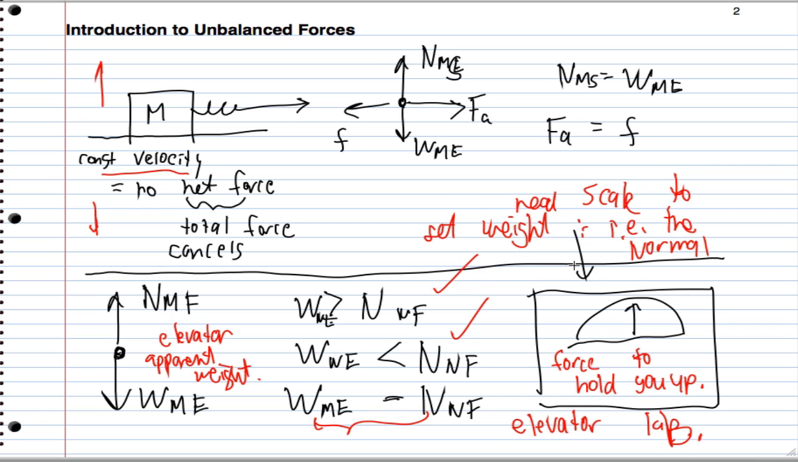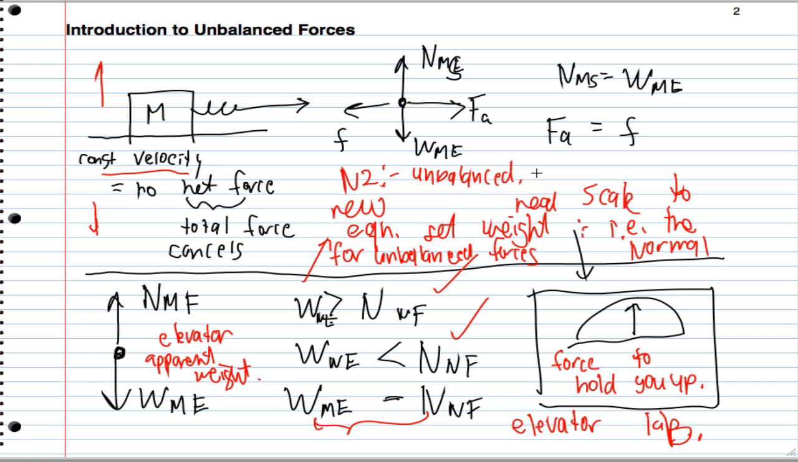And what we're going to do as a result of this is we're going to come up with a new equation from the elevator lab to describe unbalanced forces. And this is what Newton's second law will be. We're going to write down an equation to deal with unbalanced forces. And that's what Newton's law is about. Newton's law is about unbalanced forces. And so our goal tomorrow is to do a lab in an elevator to figure out how to come up with an equation for unbalanced forces.